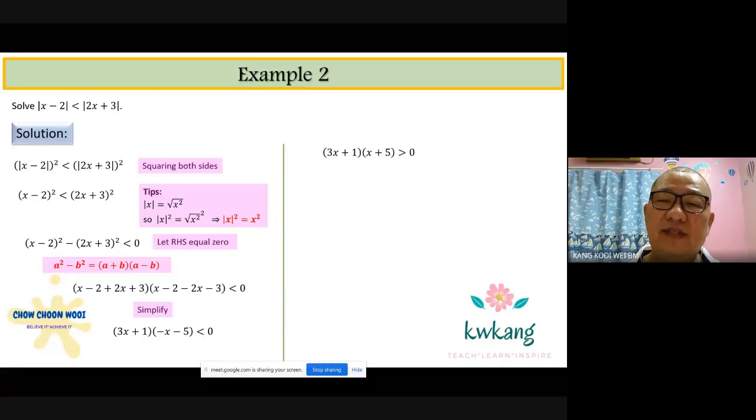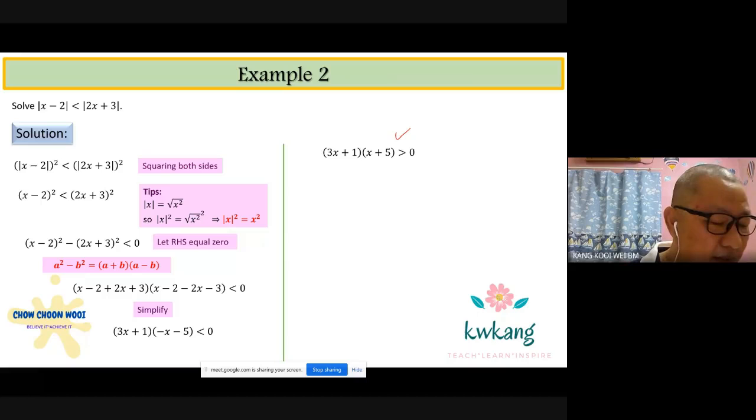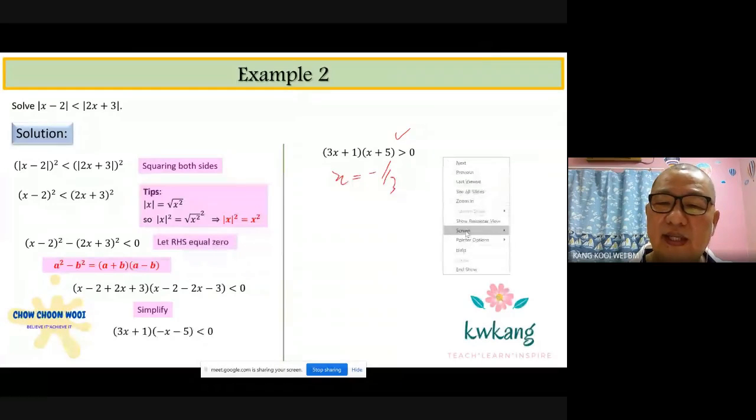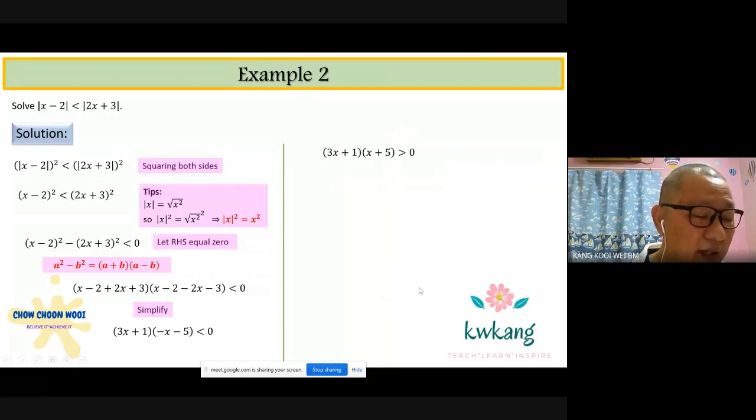Okay. Once you darab dengan negative 1, then you need to change the inequality sign. Jangan lupa tukar inequality sign. Tadi ada siapa yang tak? Jangan lupa nak tukar. Okay. Then after this, kita nak buat apa agak-agaknya? We need to get the critical values, right? The first critical value, x is equal to negative 1 over 3. The second one, x is equal to negative 5. There are two critical values. Okay, after we obtain the critical values, then we can construct the table of sign.